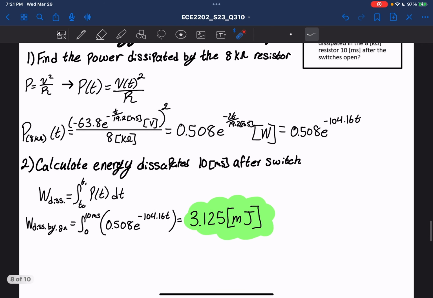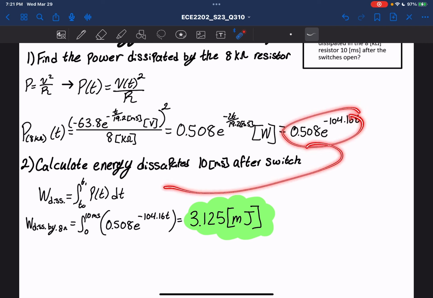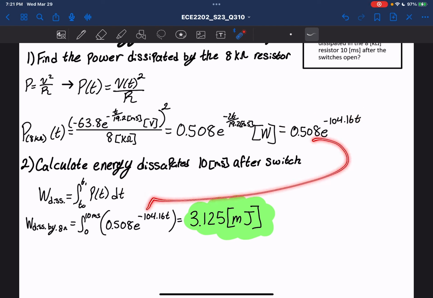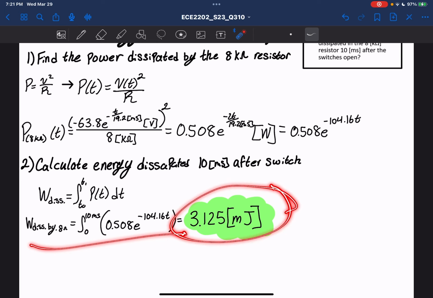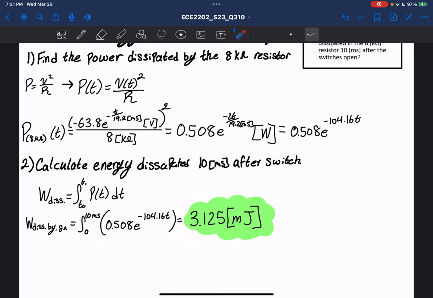The power is going to be the power dissipated specifically by the 8 kilo ohm resistor, right? And to calculate the energy dissipated for the 10 milliseconds after the switch occurs, all we have to do is take the integral of this equation over time. So all we got to do is plug this in here, and the initial time is going to be time equals 0 because that's when the switch occurred, and our final time is going to be 10 milliseconds after the switch, which is what the question's asking for. And once we plug this into a calculator, we get that the solution to part A is 3.125 millijoules.